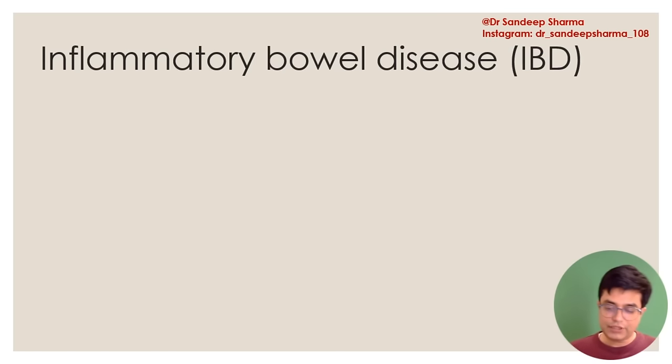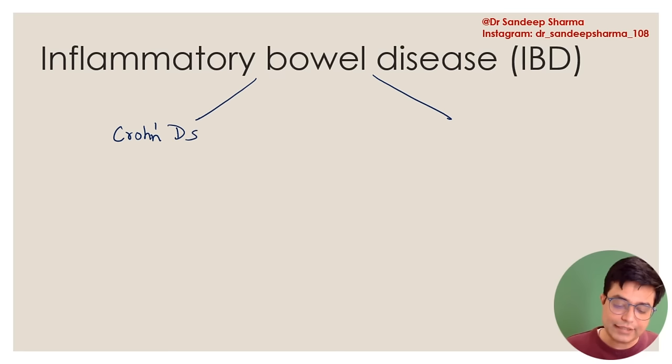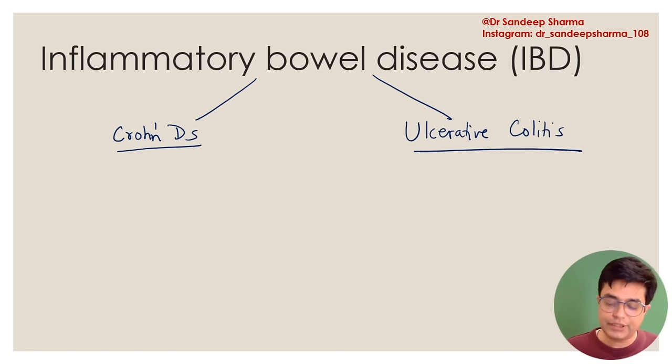Let's move further. Now we come to the star topic of this discussion, that is inflammatory bowel disease. There are two types of inflammatory bowel disease. There is Crohn's disease, and second is ulcerative colitis. Sometimes in exams, wo direct nahi puchhenge, alternative name puch sakte hain. So this is written as UC, this is written as CD.